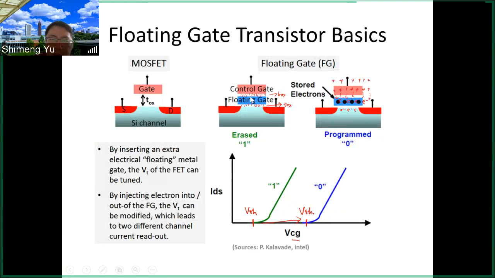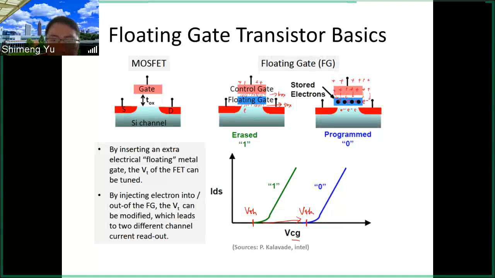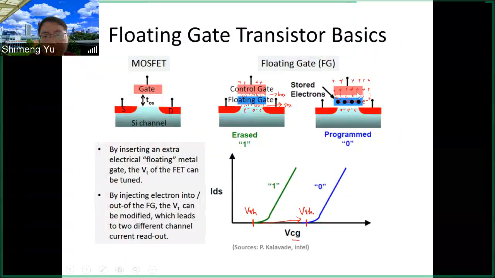Compared to the erased state, where you don't have electrons in the floating gate, you apply some gate voltage, then you can induce the electrons in the channel. This is how you turn on the transistor. But if you have more electrons in the floating gate, then you need more positive charge on the control gate. That means higher voltage on the control gate. That means the threshold voltage will increase.